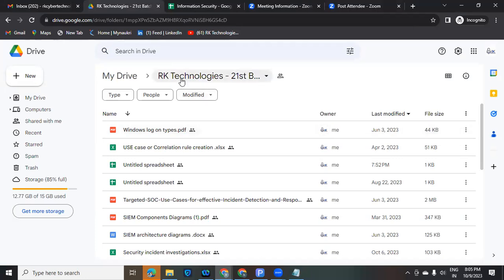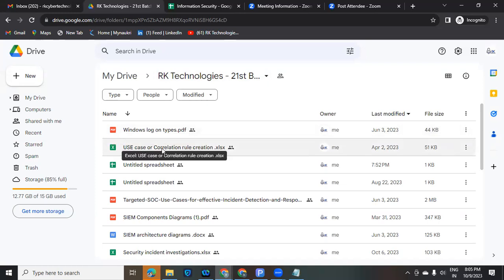I created the RK Technologies 21st batch folder. I already provided this URL link or folder link to a couple of students. In this particular folder, you can see a couple of materials I added. The first one is Windows logon types. It's one of the favorite interview questions as well. Anyway, please go through this one. There are approximately type 0 to type 9 logon types.